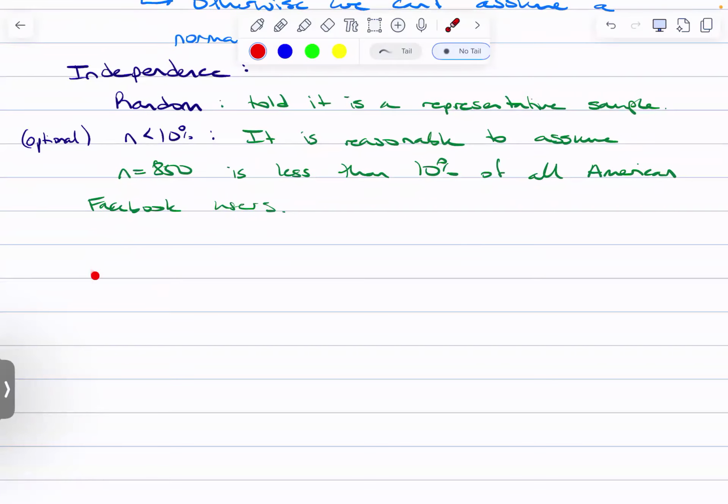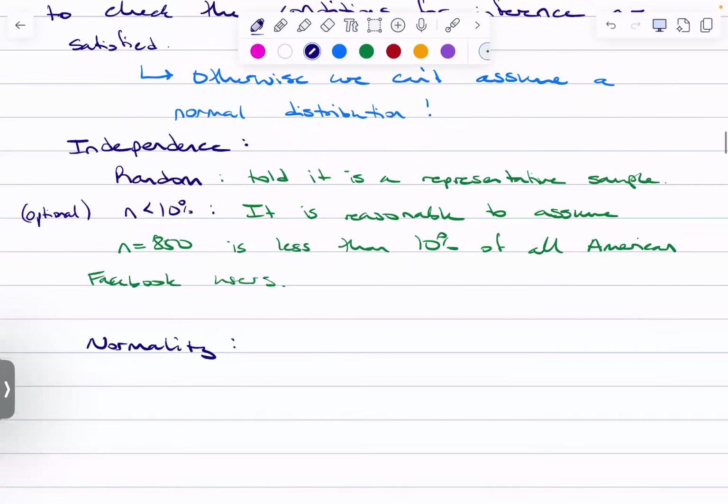So the next subcategory is the actual normality condition, or the sample size condition. I like to call it normality because then we can be reminded that if I don't check these, then I can't assume normality, right? And that's bad.